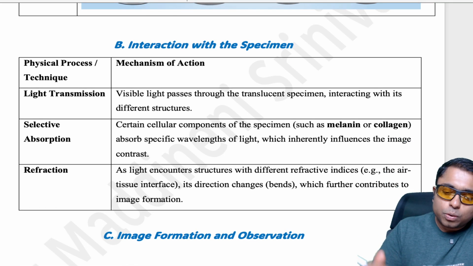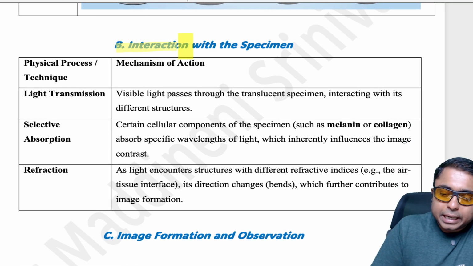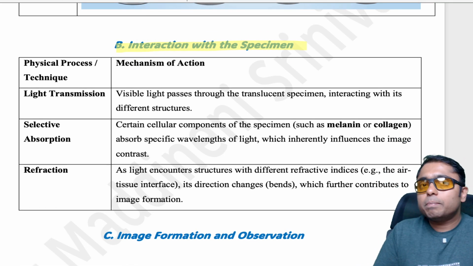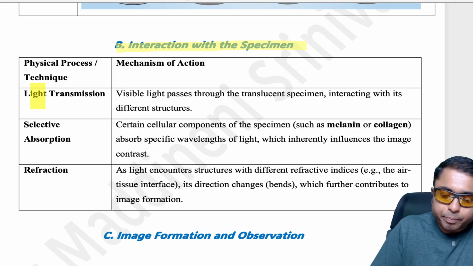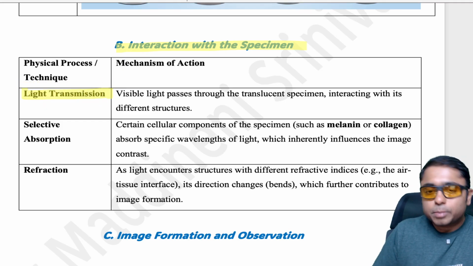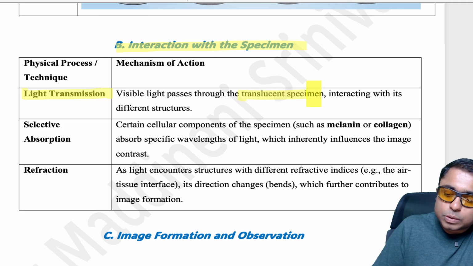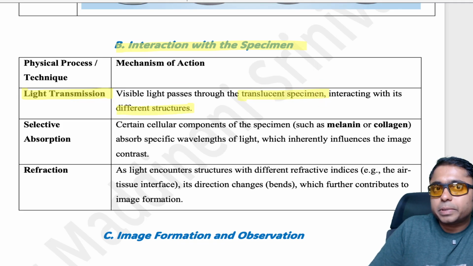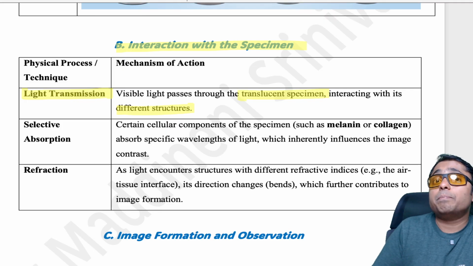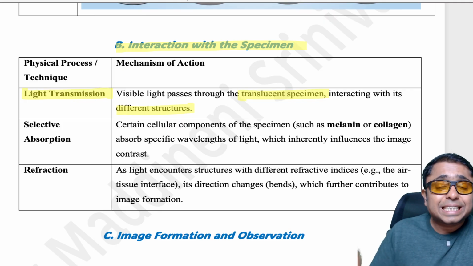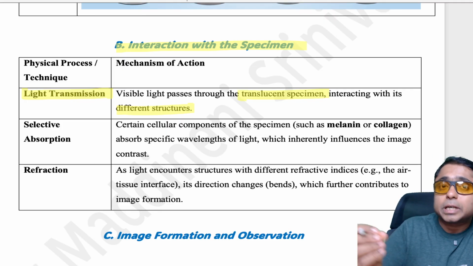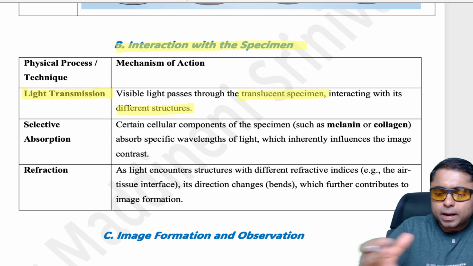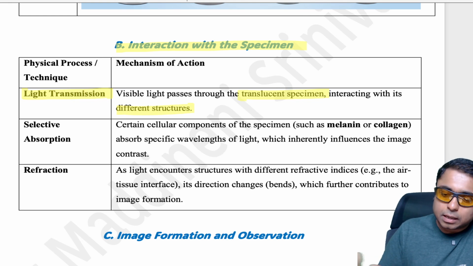So what is the actual interaction with the specimen which helps us identify what is there over the slide? First of all, the light transmission. The visible light passes through the specimen, which is translucent, interacting with the different structures present on the glass slide, depending upon what sample you are putting, whether scales, pus or blood. Depending upon that, we are going to see different types of appearances on the glass slide.